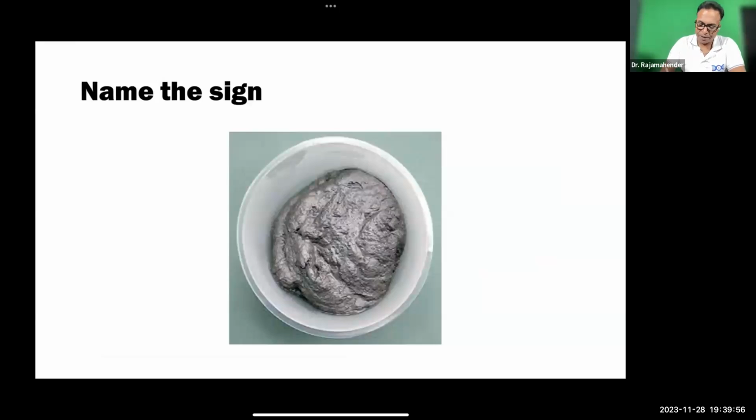What is the name of this sign? This is a stool where clay stool is mixed with what? Mixed with blood, that is nothing but melena. So blood mixed with the clay stool gives a sign known as silver stool. Silver colored stool. What is the name of the sign?